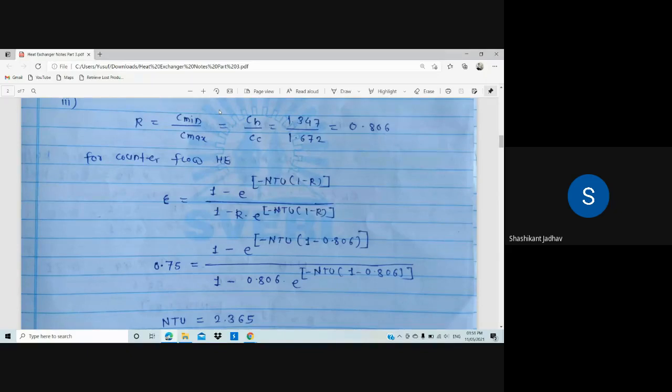So first of all you have to calculate the value of Cc, then we have to calculate the value of Ch. From those two values we have to understand which value is maximum, which value is minimum, and according to that we have to use the equation and find out the effectiveness.